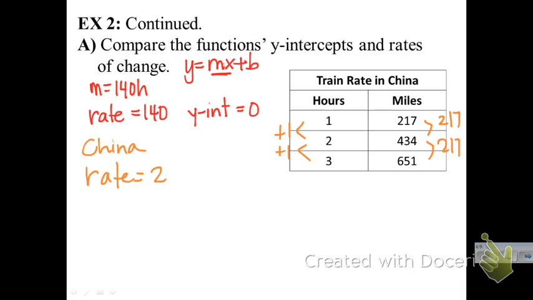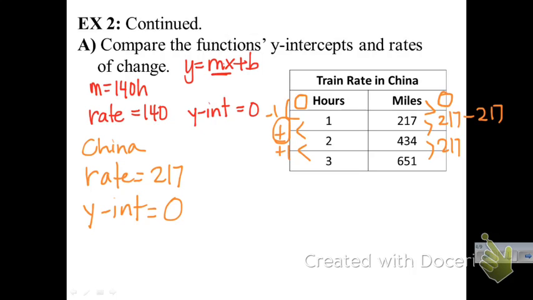would be 217. Our y-intercept, we're going to have to do a little work because our y-intercept is when our x value is 0. So in this case it would be when hours are 0. So I'd say, what would I have to do to get back to 0? Well, I would have to subtract that 1 to get back to 0. So it looks like I would have to subtract 217 to get back here, and that would put us at 0. So our y-intercept would be 0 as well.